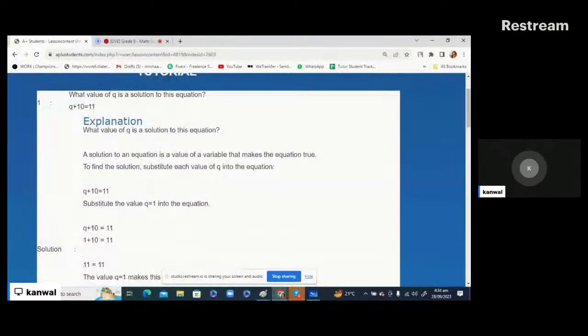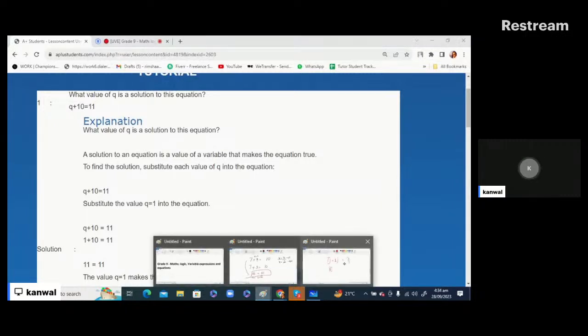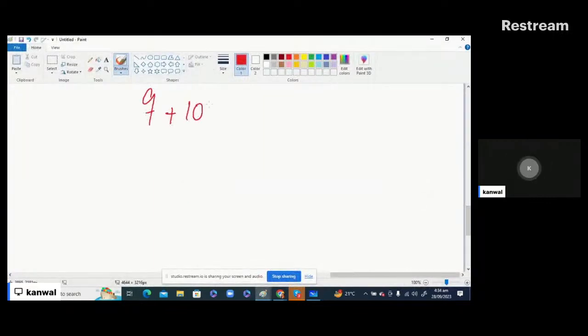Here is a question: q plus 10 is equal to 11, and what value of q is the solution to this equation? So q plus 10 equals 11. Now you think about which value of q you put in, then you add it with 10, and you get the answer 11. Think about it. So we put q equal to 1. Let's put 1 plus 10, which is equal to 11. So it means that when you put q equal to 1, this equation is satisfied.